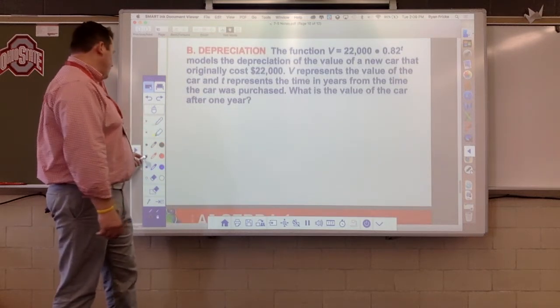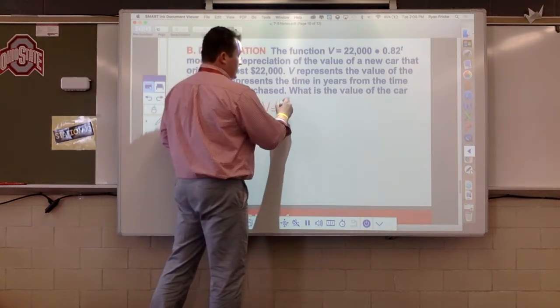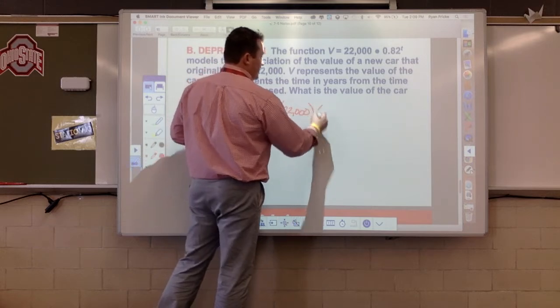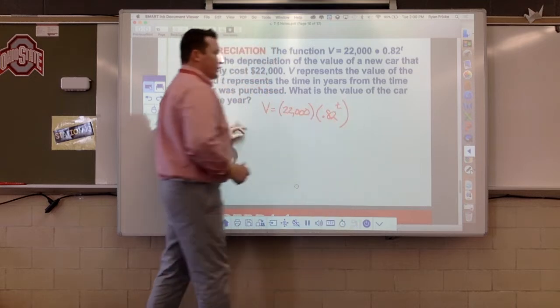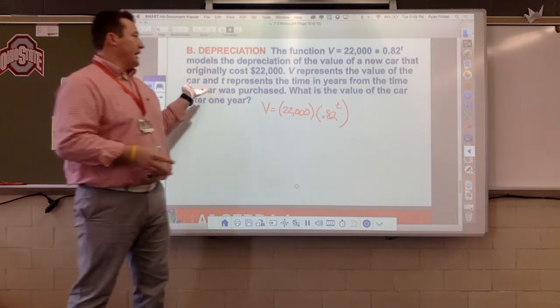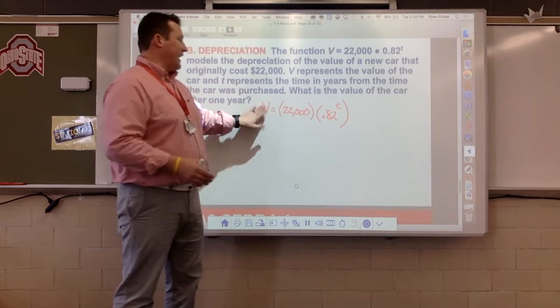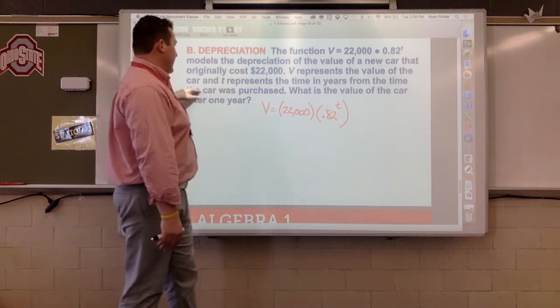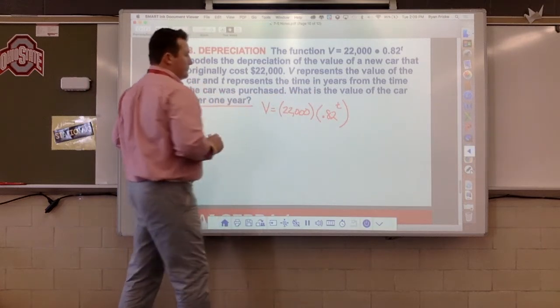All right, here we go. Now we get to use this function for something. So here's my function, 22,000 times 0.82 to the power of t. And we know this function represents the value of the car at any particular time in years. And we need to figure out what is the value of the car after 1 year.